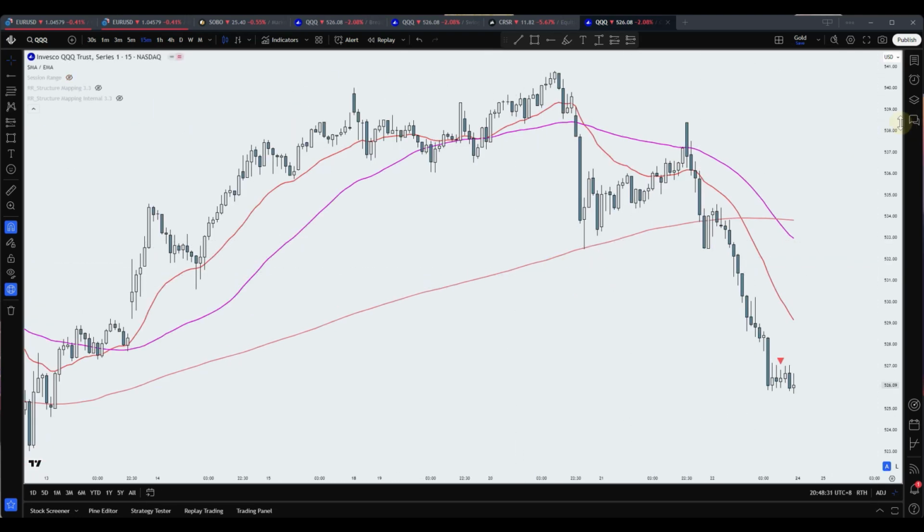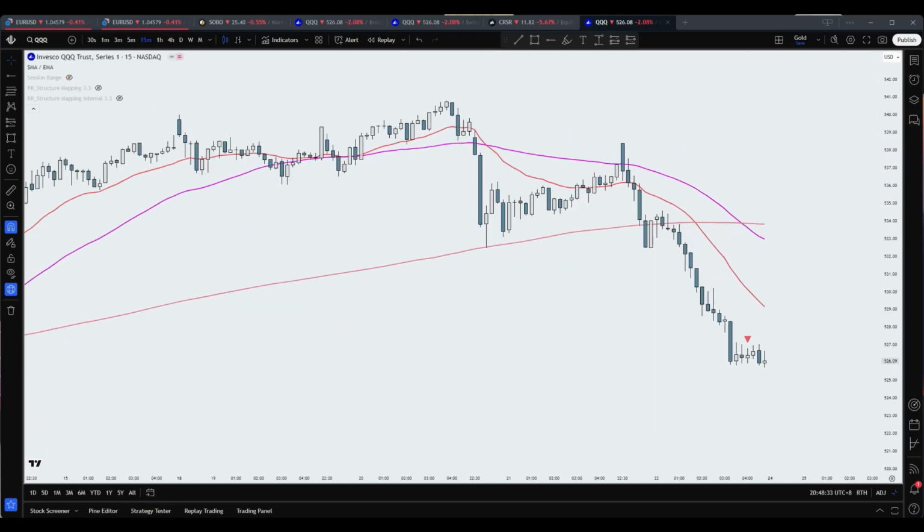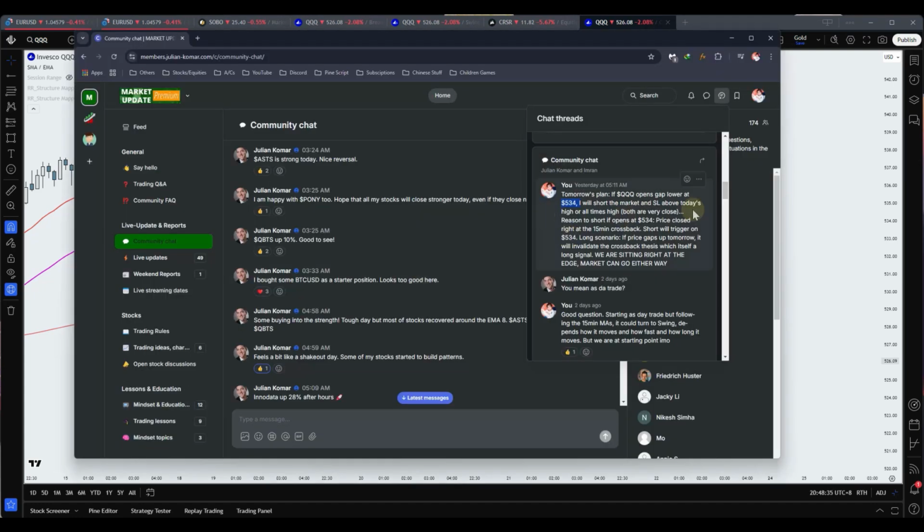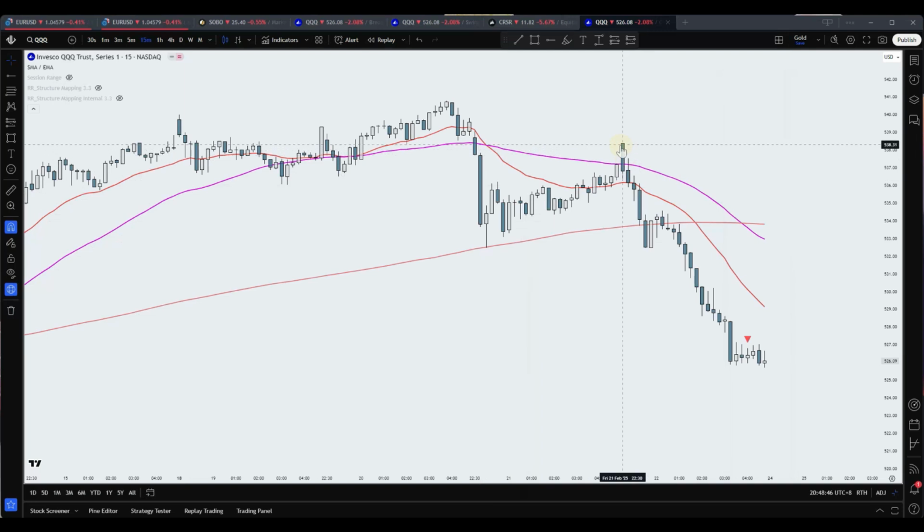I never know that the market will open gap lower or higher. I said if it opens gap lower, I will sell at 534. But it opened a little bit gap higher, but then it came to the 534. Who knows, it will open gap lower or higher, but it opened here.